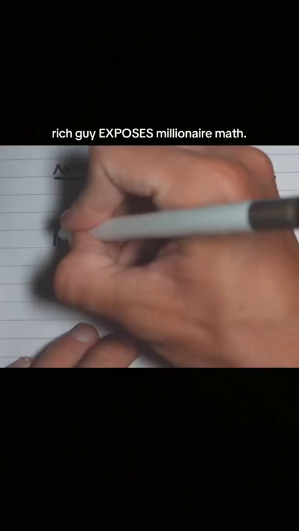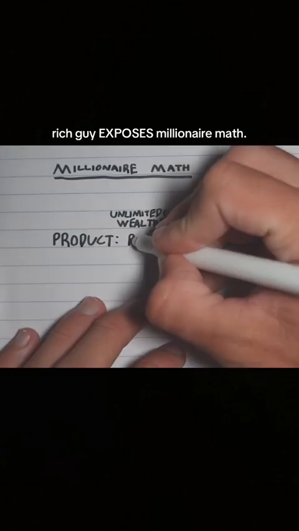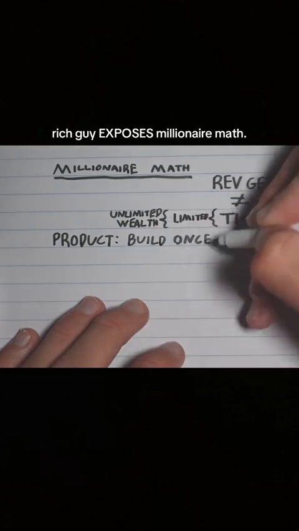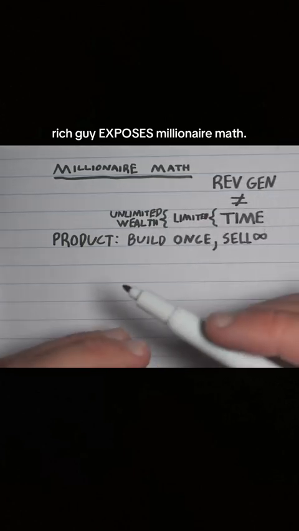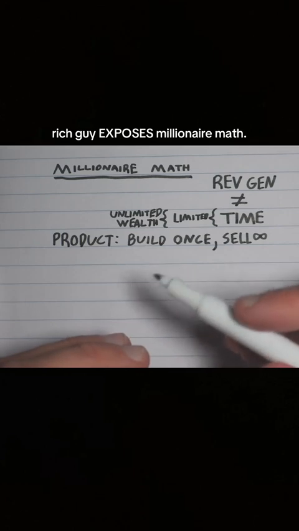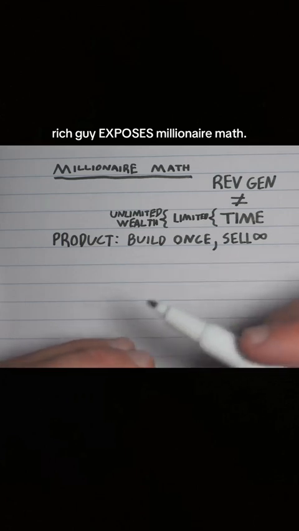So you're gonna need a product. It needs to be something that you can build once and sell unlimited times. And yes, you're gonna have to put time into building something the first time, but you're not gonna have to build it every time somebody buys it.